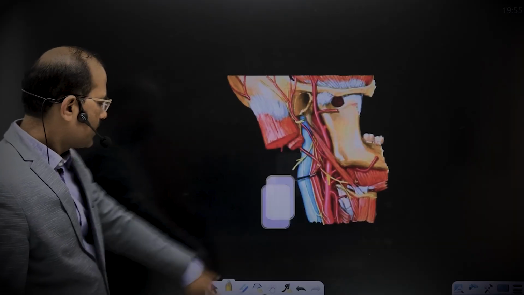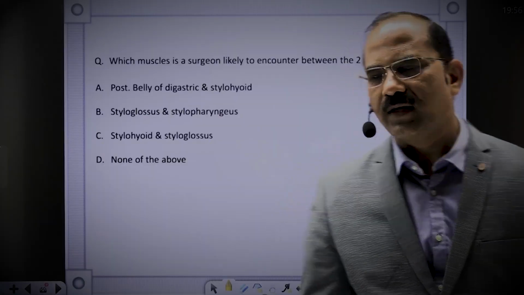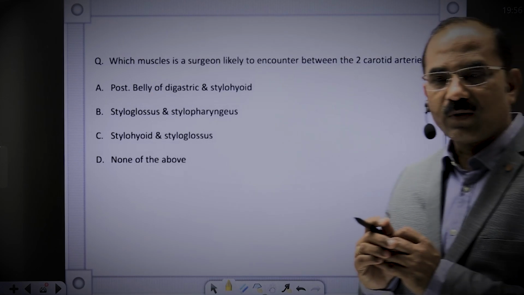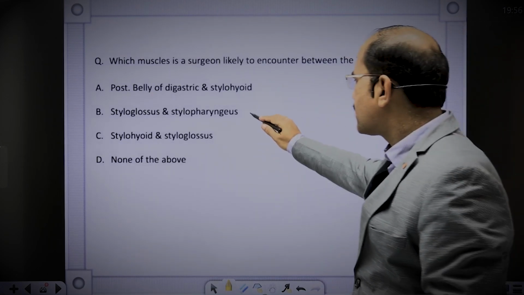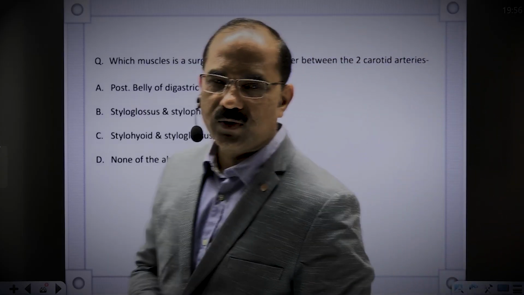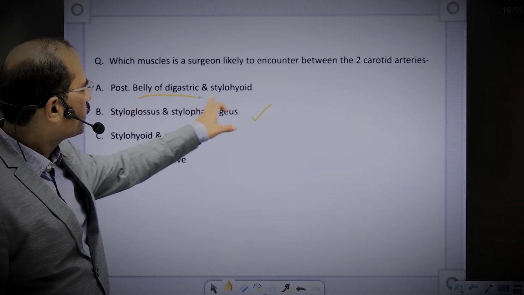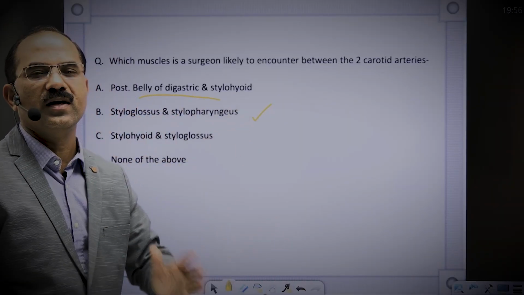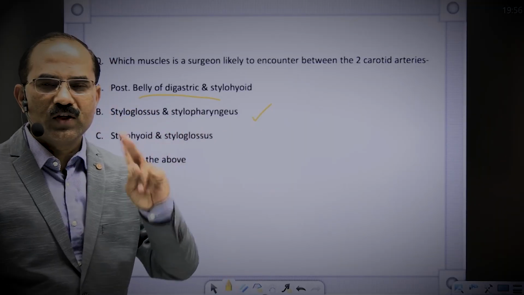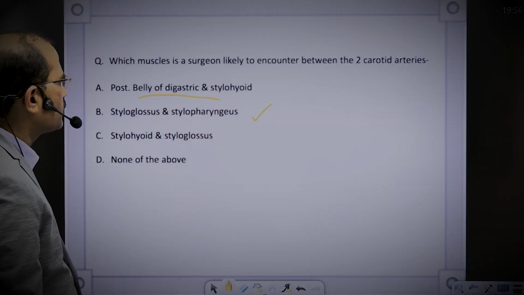Clear, students? Answer this MCQ. Which muscles is the surgeon likely to encounter between the two carotids? So between the external and the internal carotid, we find two muscles. That's the styloglossus and stylopharyngeus. That's a very important MCQ. It's not stylohyoid. Stylohyoid is very superficial. The posterior belly of digastric is superficial to the external carotid also. So the muscles between two carotids are styloglossus and stylopharyngeus.